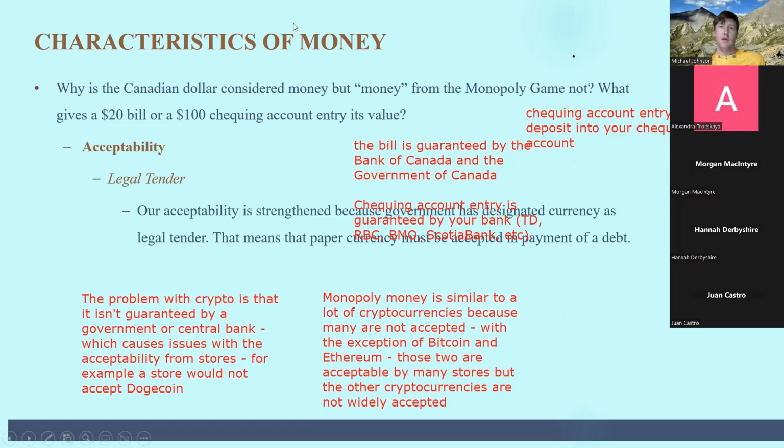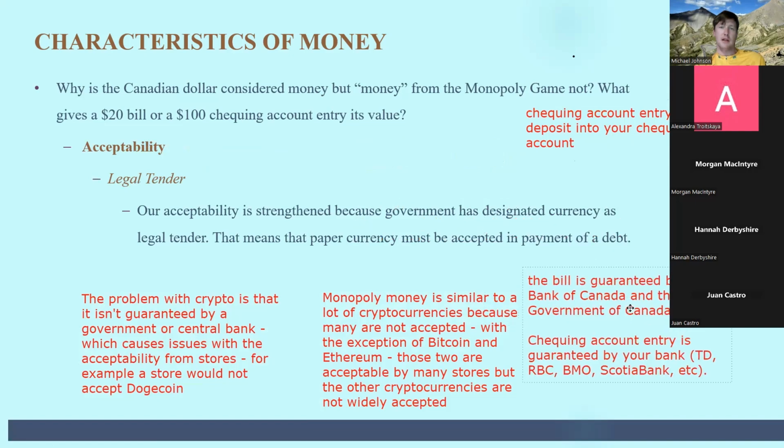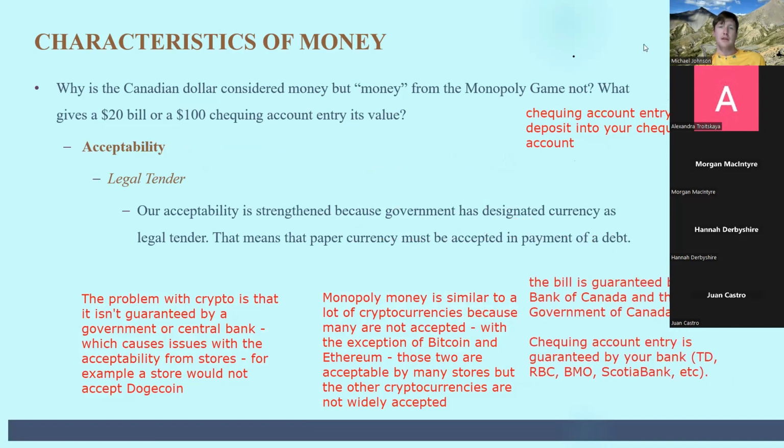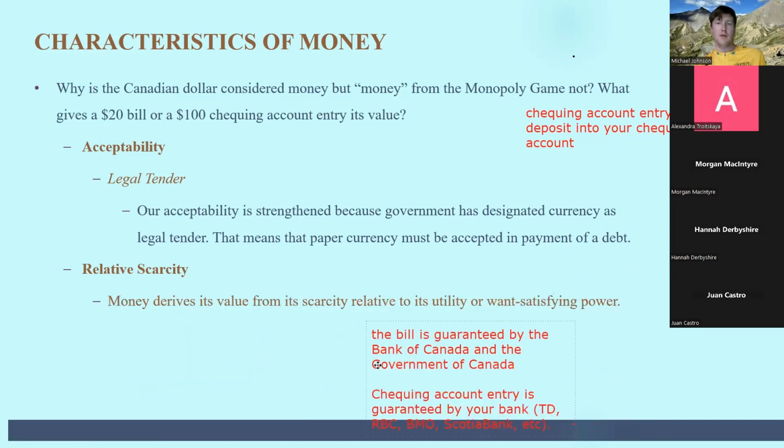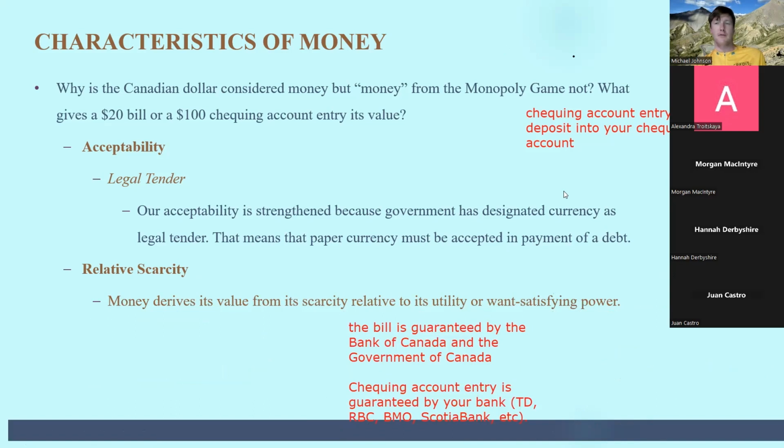Legal tender. Our acceptability is strengthened because the government has designated currency as legal tender. That means that paper currency must be accepted in payment of debt. Relative scarcity: we have a certain amount of currency available, and there's not too much of it, so the relative scarcity gives it value. Money derives its value from scarcity, so that's very important. You don't print limitless amounts of it.